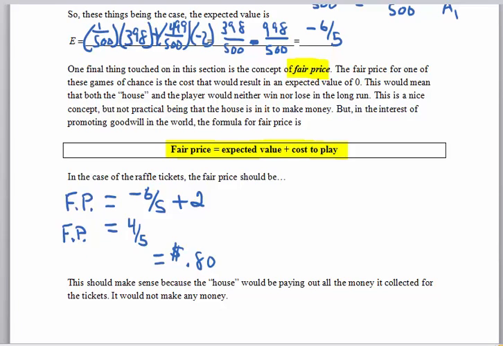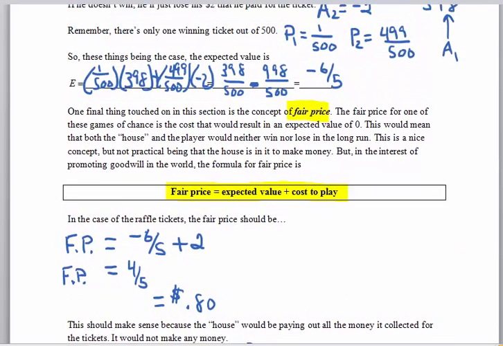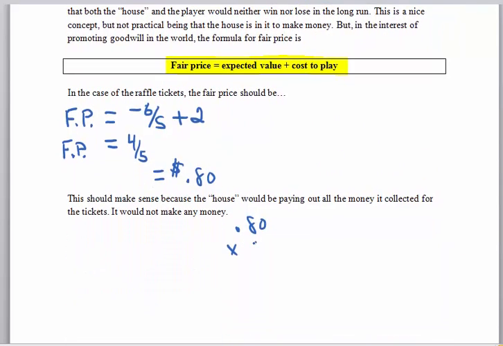And again, I write at the bottom there, it should make sense because in this case the house will be paying out all the money it collected. It wouldn't make any money because if it collected 80 cents per ticket times, how many tickets were there? There were 500 tickets. I don't remember anymore. Yeah, 500 tickets. So if you charged 80 cents per ticket and there were 500 tickets, this means they would be taking in $400, but then they're also paying out $400. So everything they take in the form of revenue for their raffle tickets, they'd be paying out in the form of a prize. So the fair price is 80 cents in this case.